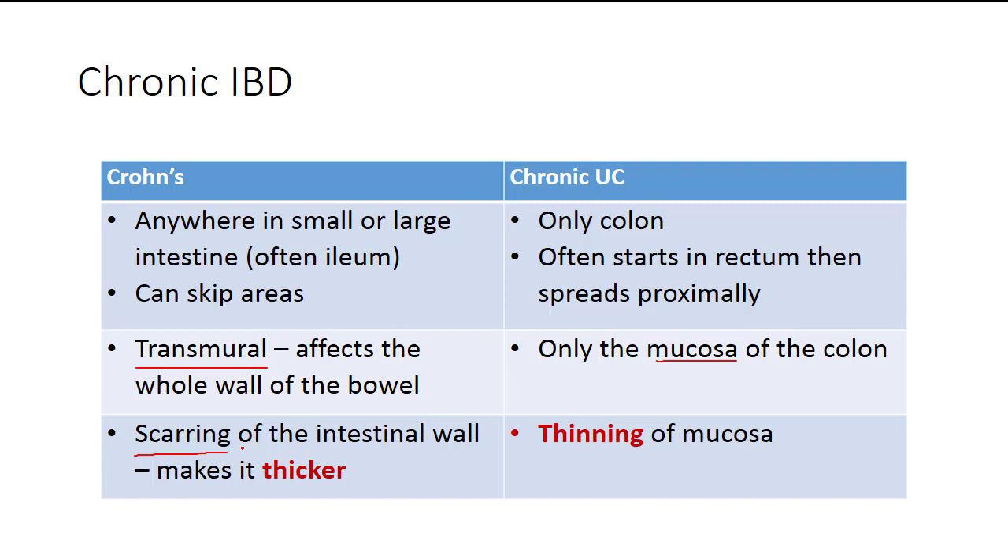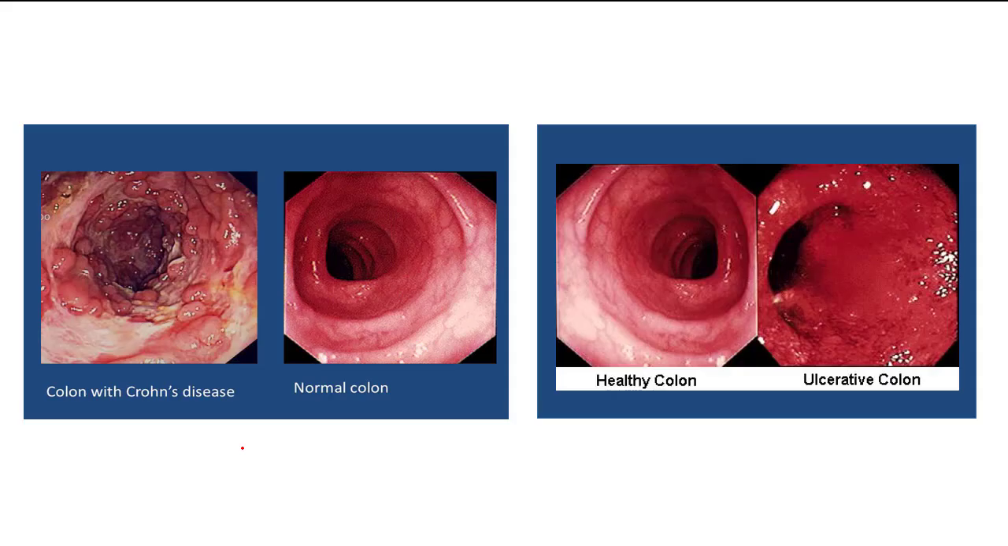And just to visually see what that looks like, here we have images from colonoscopies where you can see what a normal colon looks like compared to diseased colons. In Crohn's disease, you can see the scarring and the thickening of the GI tract wall that's occurring, versus the thinning and the ulceration that's happening in chronic UC.